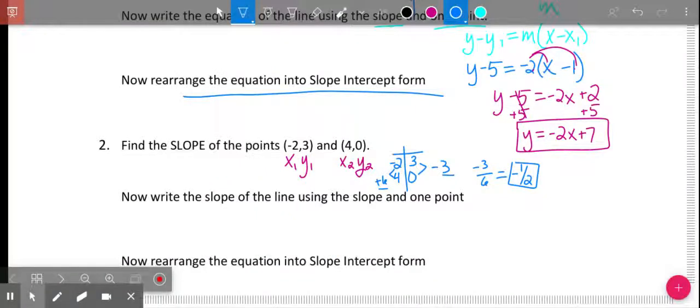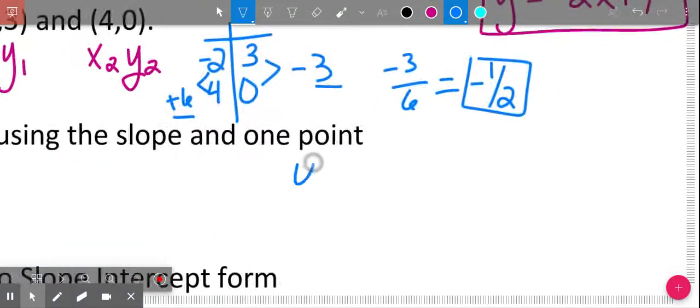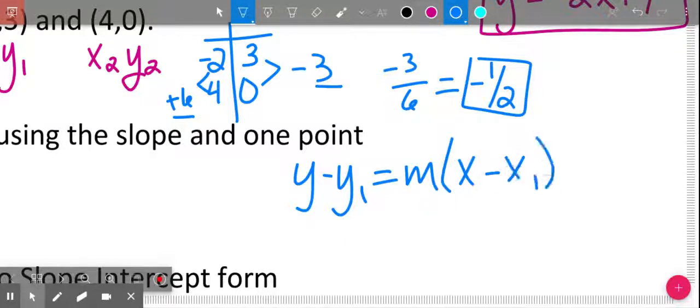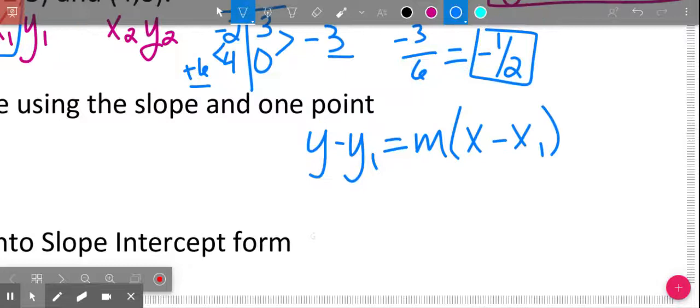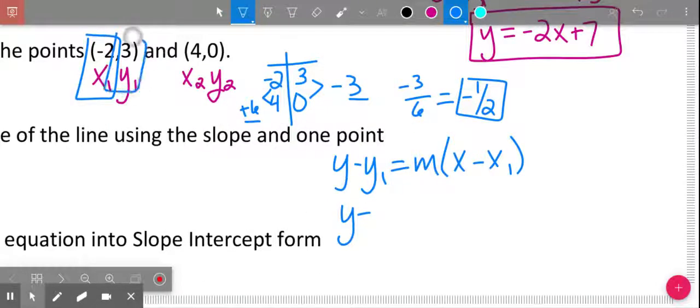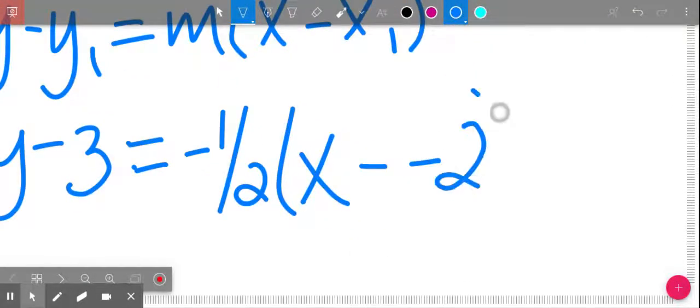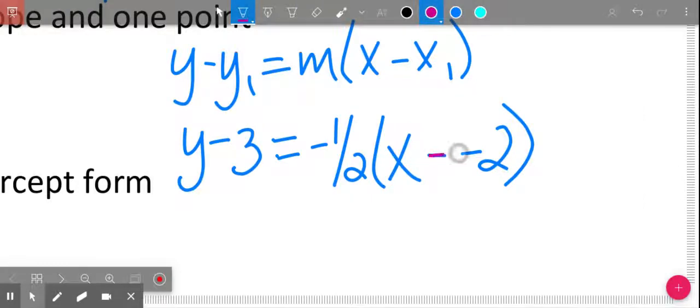So now we're going to plug all this into point slope form: y minus y1 equals m times x minus x1. We're going to just plug it all in. So I have y minus my y1, which is 3, equals my slope, which was negative 1/2, and then x minus my x1, which was negative 2. Now remember, anytime we subtract a negative number, we make this a plus sign. When we subtract a negative number, we're really adding. So instead of minus a negative number, we write it as just plus 2.